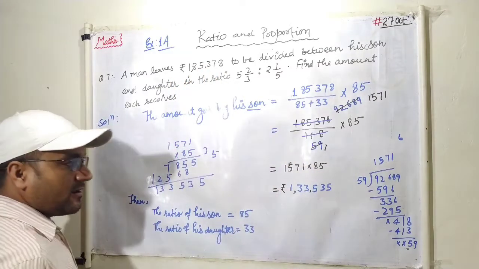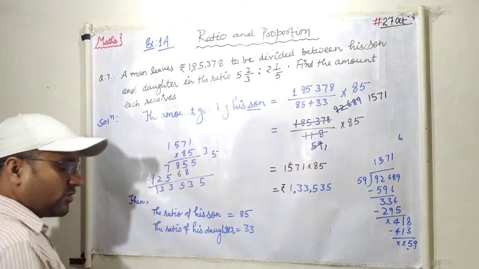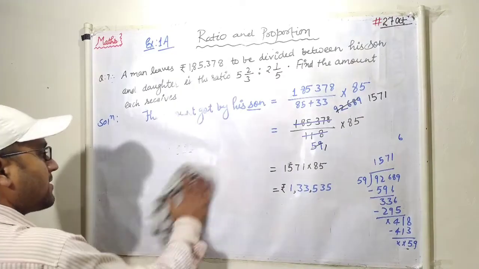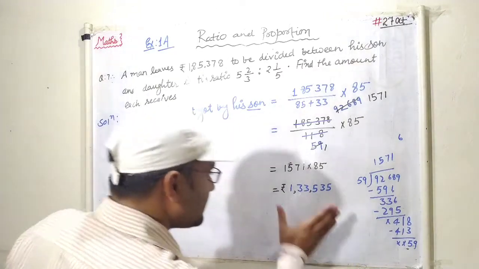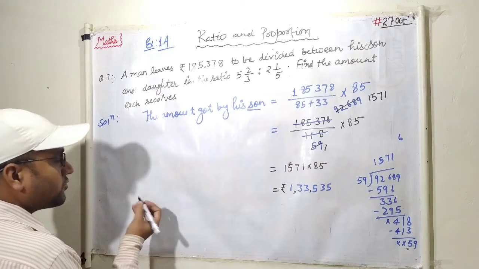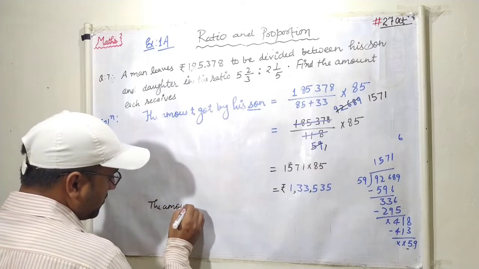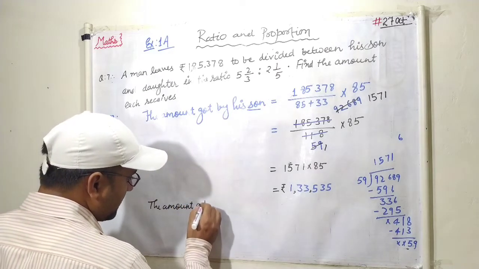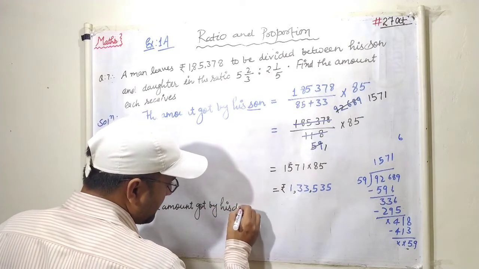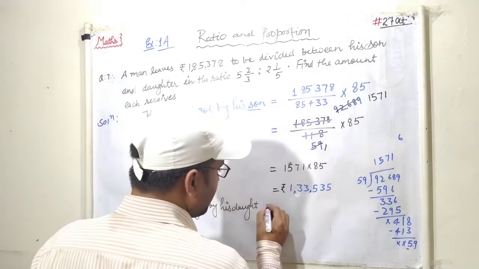Now, if you subtract this quantity from the total amount, you will get the amount got by his daughter. But if you want to do it another way, you can do that too. This is the amount got by his son. Simply, if you want to do it easily, it is the amount got by his daughter. If you do it this way, you will also get the same thing.